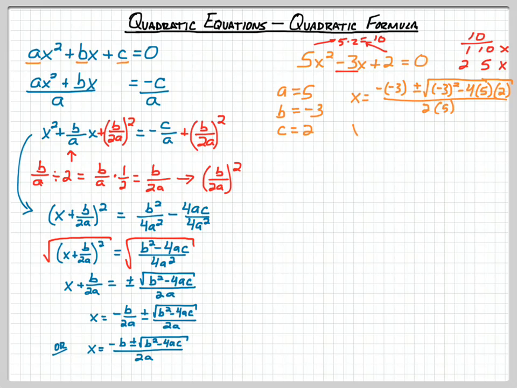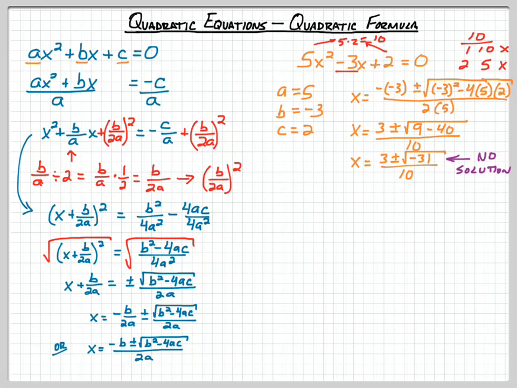So do a little simplifying. We get 3 plus or minus the square root of 9 minus 40, over 10. A little more simplifying, and we get 3 plus or minus the square root of negative 31, over 10. Now wait a minute, this square root of negative 31, that's not possible. That gives us no solution.